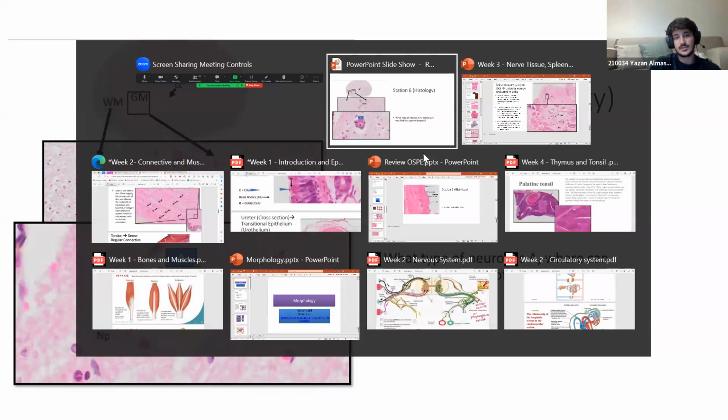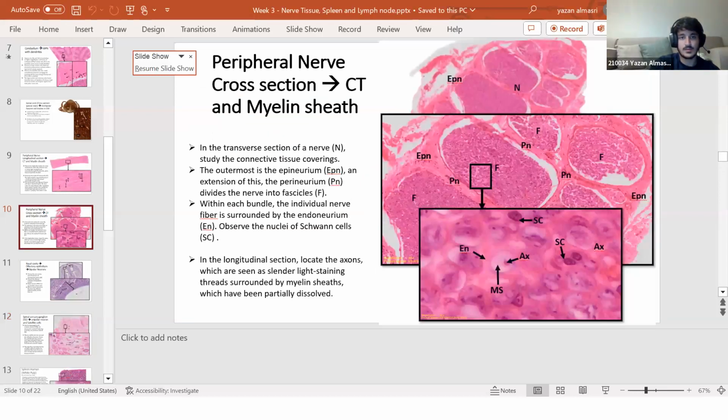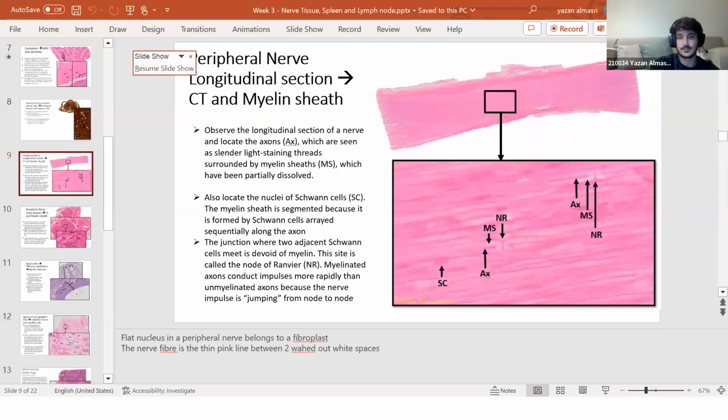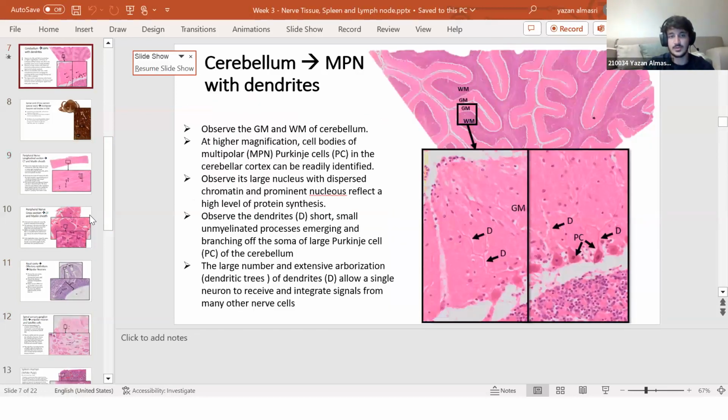I'll just pull the slides so you guys can see it. I said so like 7 times now. So here it is. Multipolar neuron.